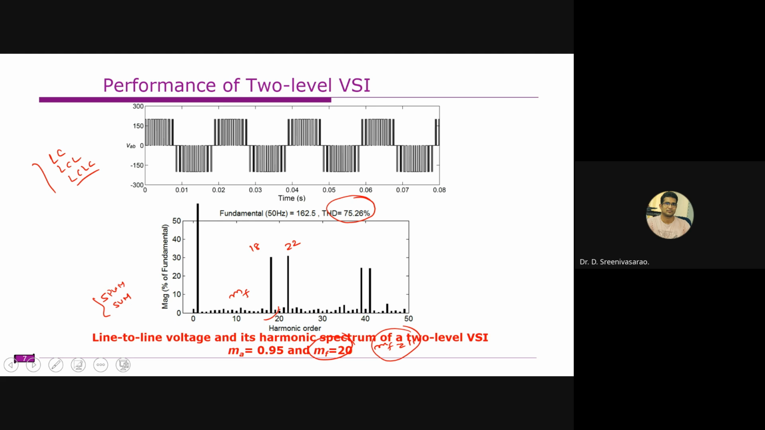Depending on the application, most of the time we prefer the LCL filter. The design is slightly simple. By connecting these filters, the waveform will be more or less sinusoidal, and we can also reduce its THD value so that we can easily integrate to the grid.